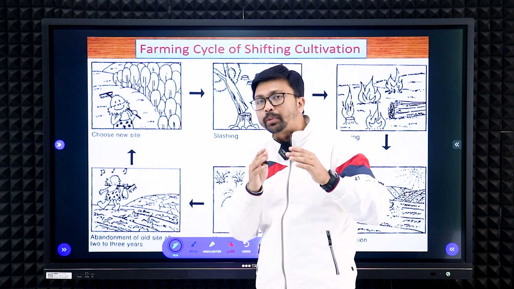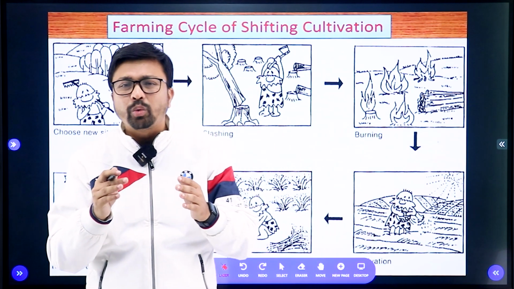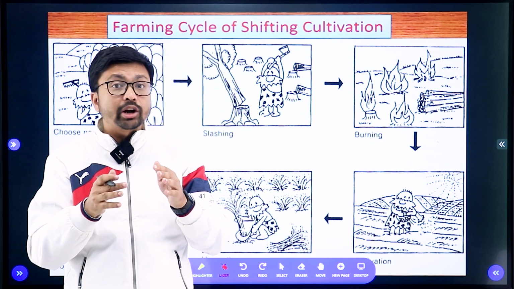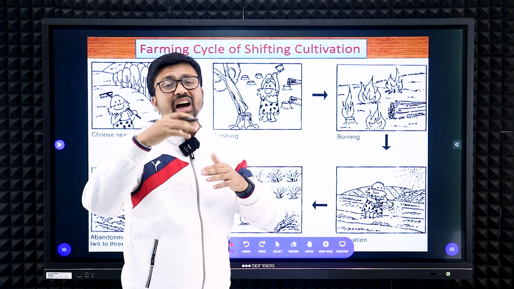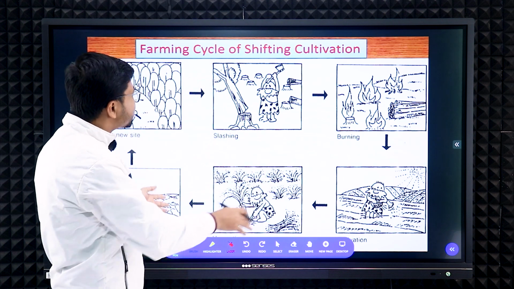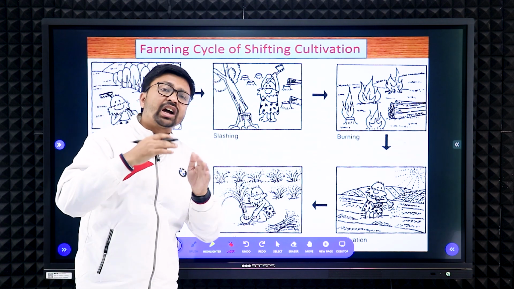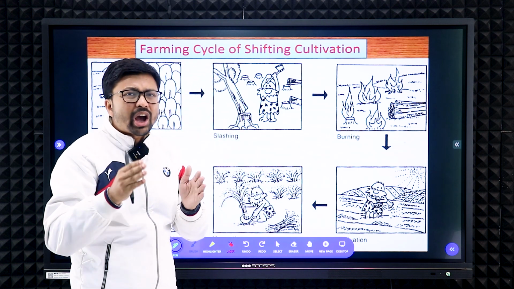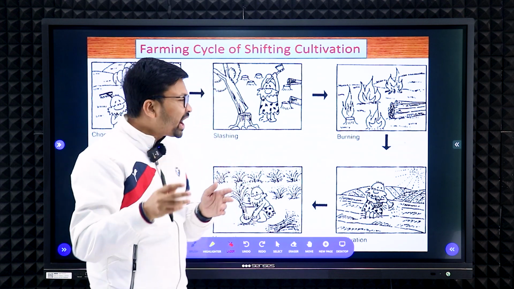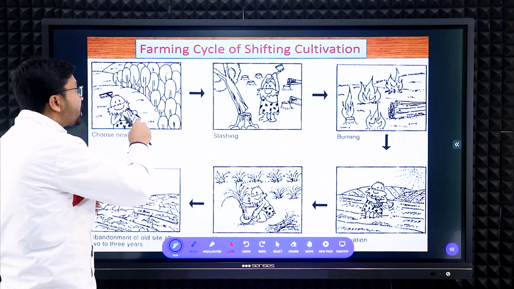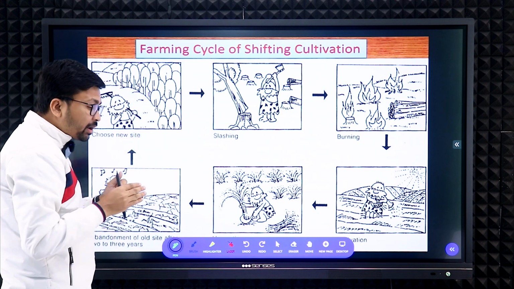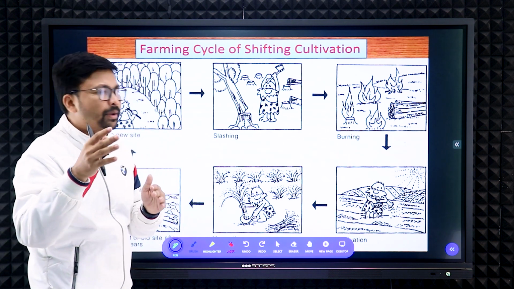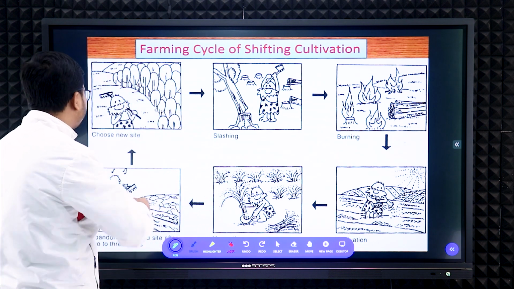But slowly the problem comes. After a few years the productivity of the land declines, and then they leave that land and repeat the same process in another place and start cultivating. But what are the problems? In that way we are losing the fertility of the soil, right? Those are the problems of shifting cultivation. And people have to shift from one place to another after 4 or 5 years. So that was the problem of shifting cultivation.